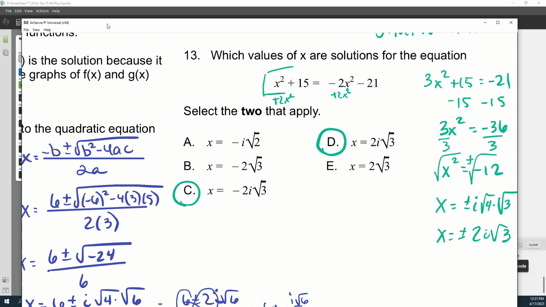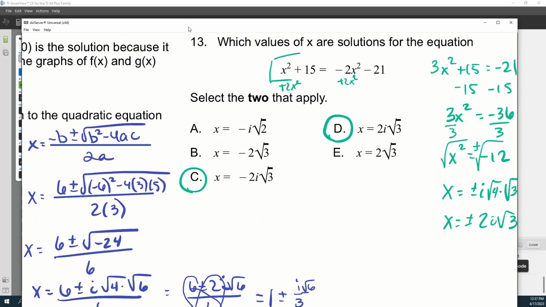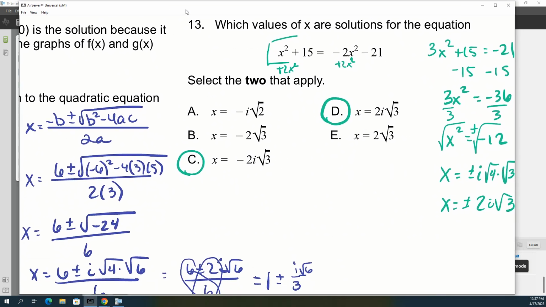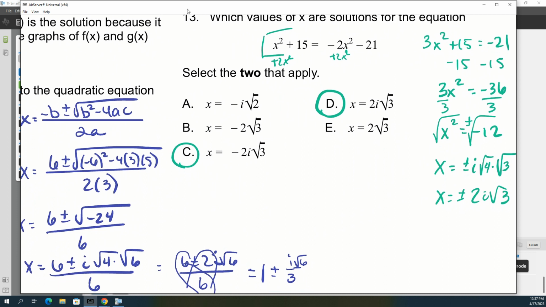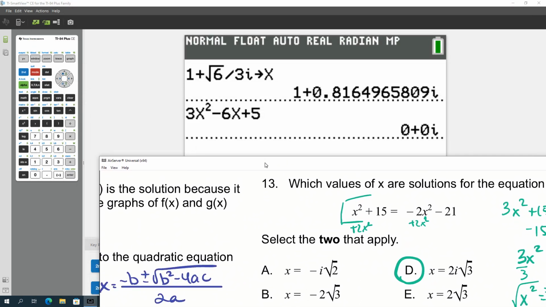Now, if you didn't want to do that, you could start with the first answer choice, A, and store that for x, and then just see if you get the same thing on both sides. How did you do that? Because whenever I stored it and put it back in, I got like a really long number. Huh. You didn't get 0 plus 0i? Let me make sure you stored it. Oh, it's minus 6i.